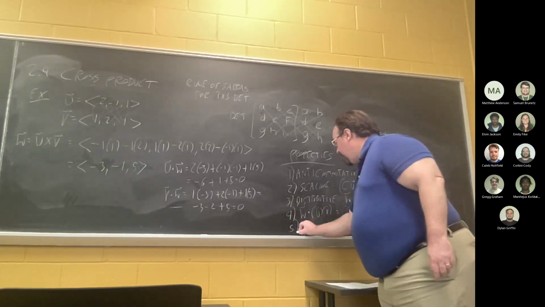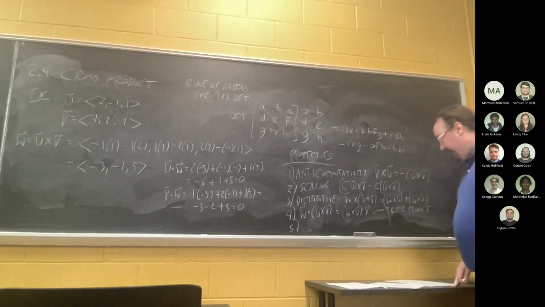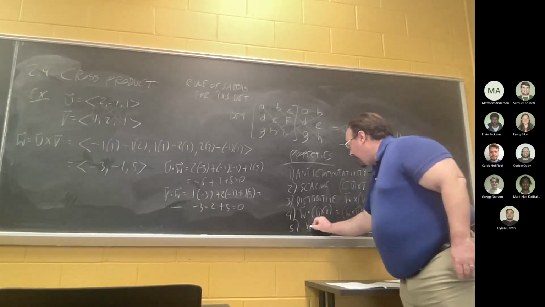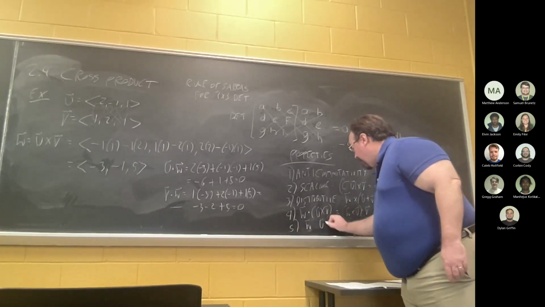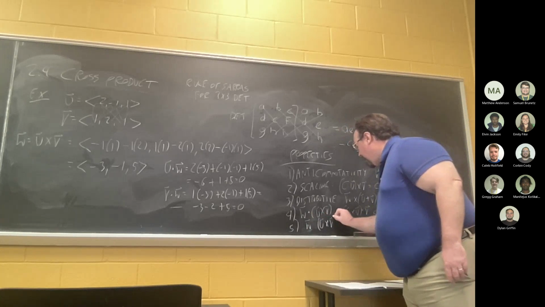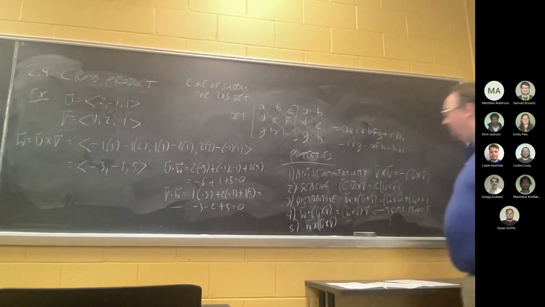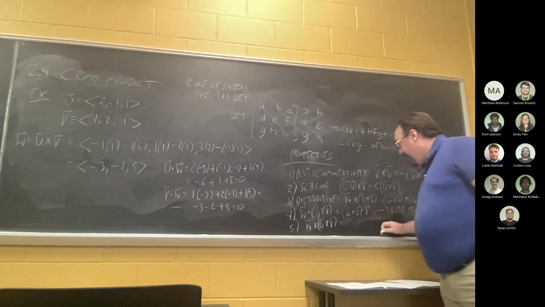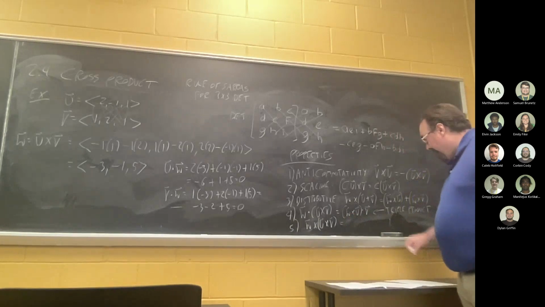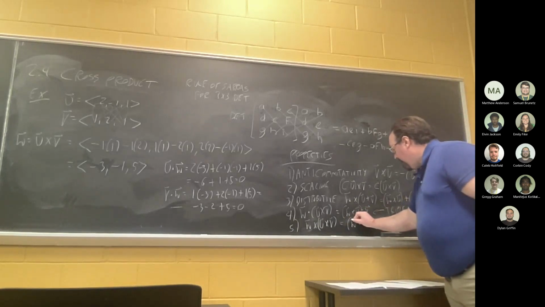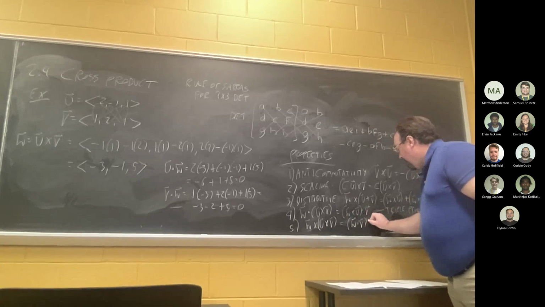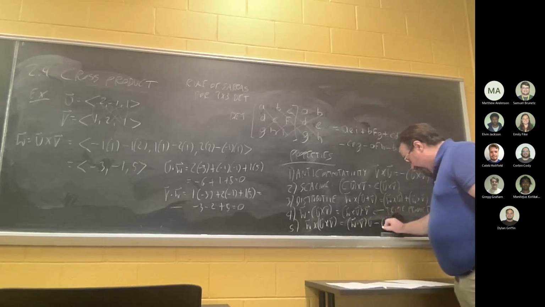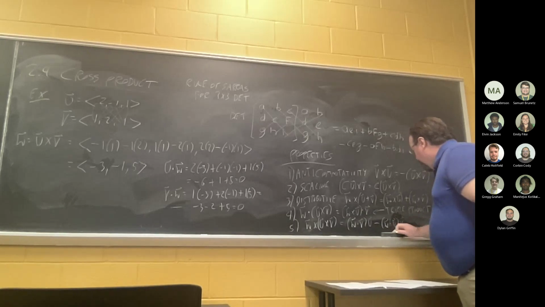And finally, if you have three vectors involved in a cross product, so you do U cross V, that's a vector. When you take a cross product of that with W, that can actually be expressed in terms of dot products. So we have W dot V times U minus W dot U times V.